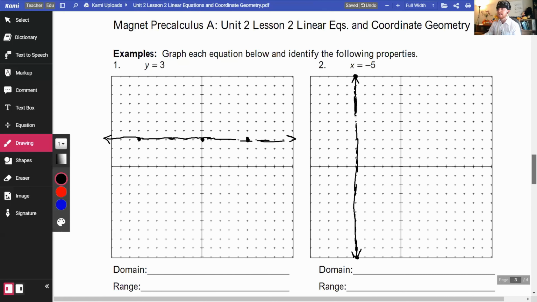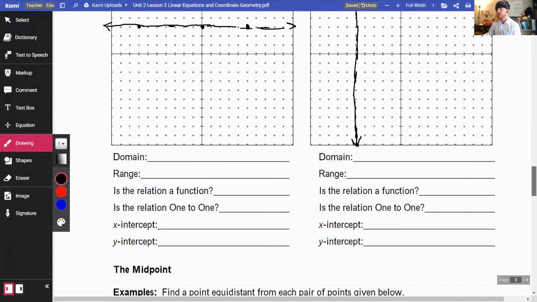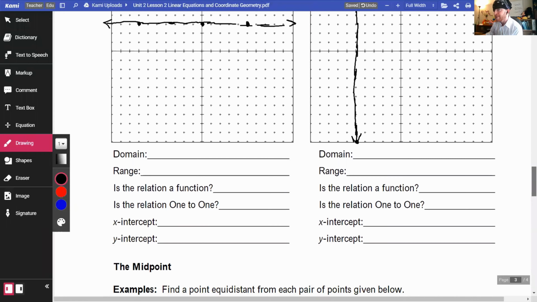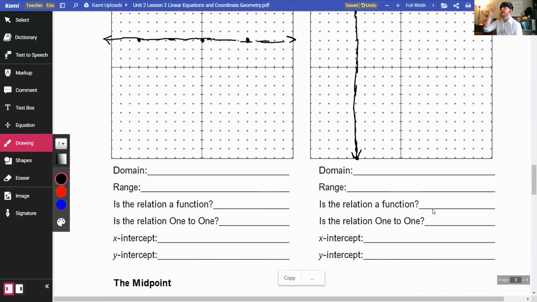Let's inspect these lines. What properties do they have? Are they functions? We said earlier that lines are functions. Are these lines functions? What is the domain of y equals 3? It's all the real numbers. What is the range? Only 3, and I will write it with curly brackets, 3, a singleton set. Is the relation a function?